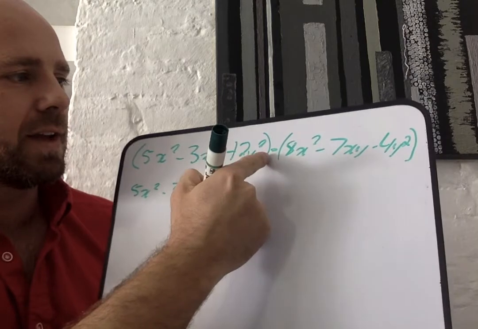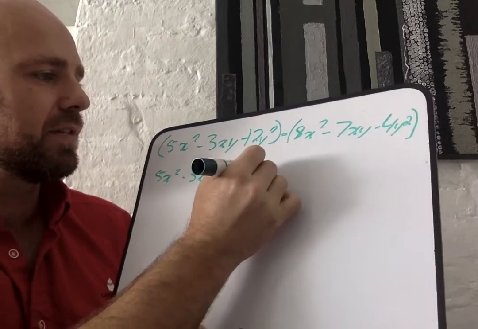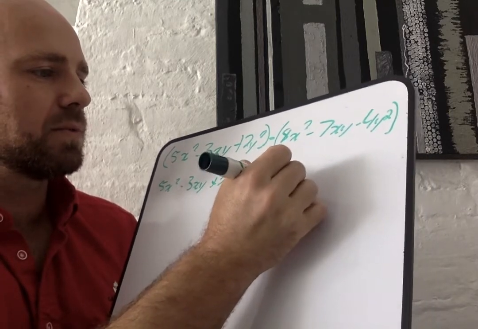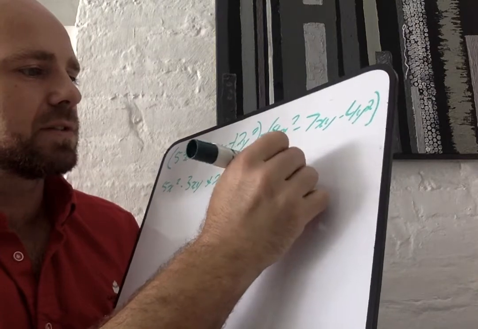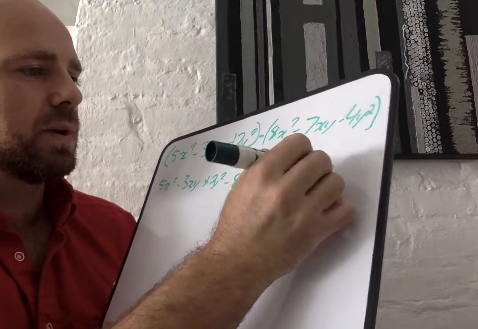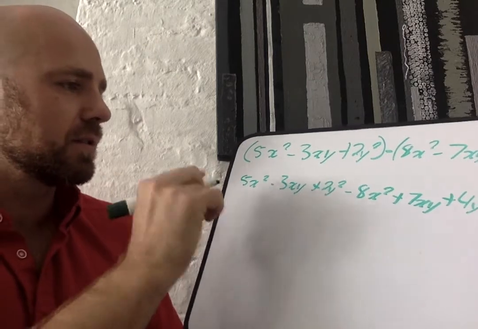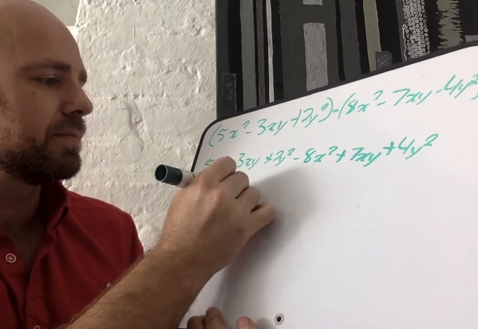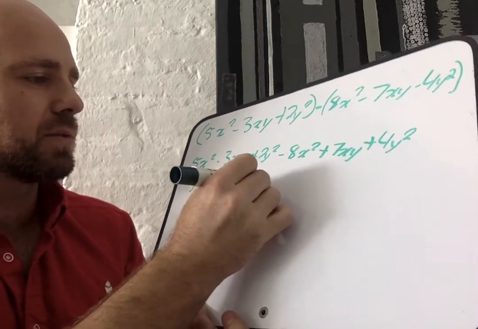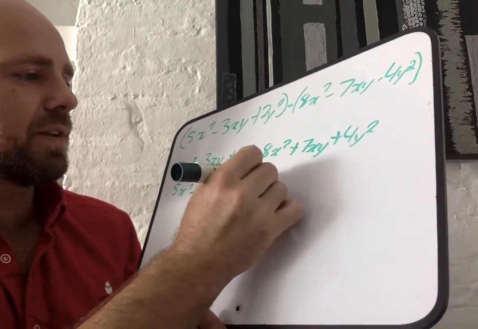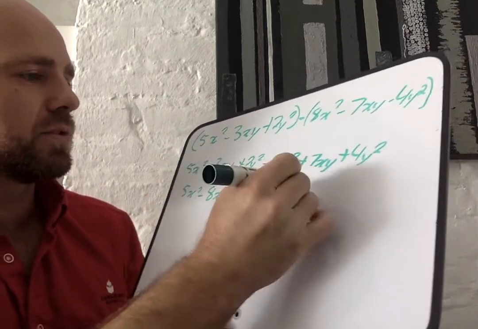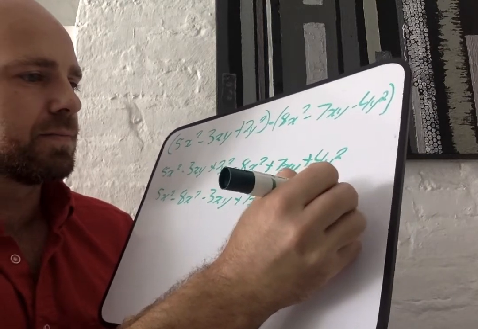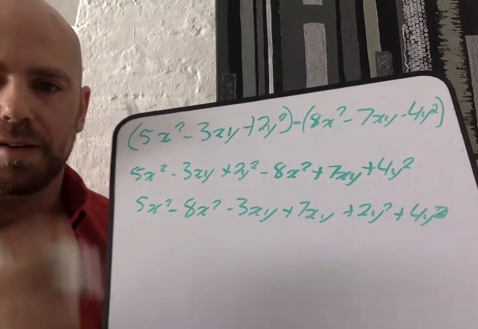Now I've got a negative times a positive, so I'm going to have a negative 8x squared. A negative times a negative is going to be a positive, so plus 7xy. A negative times a negative is also going to be a positive, plus 4y squared. Now I'm going to gather my like terms. So I'm going to put my x squareds first, so 5x squared, and then I've got a negative 8x squared. Then I'm going to take my negative 3xy, and I've got positive 7xy. I've got a 2y squared and a 4y squared. Okay, so that's it for gathering them.